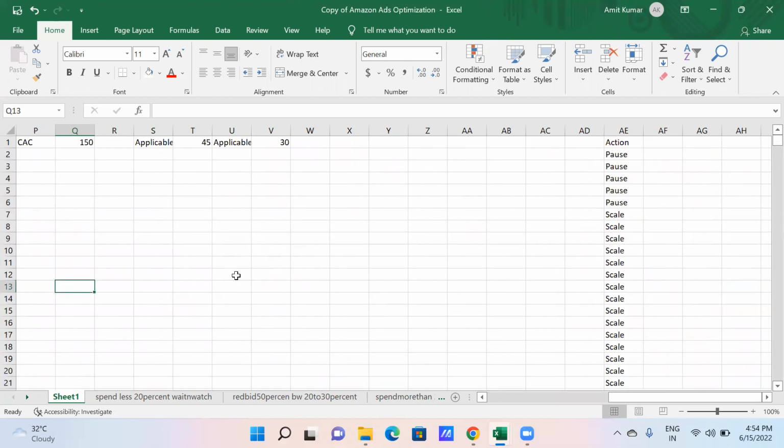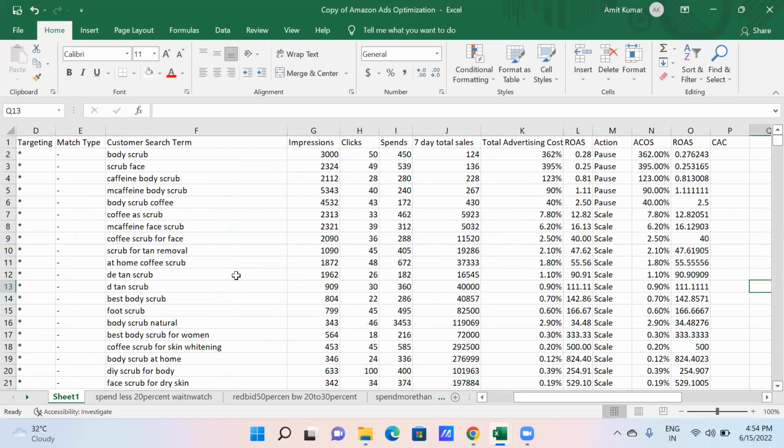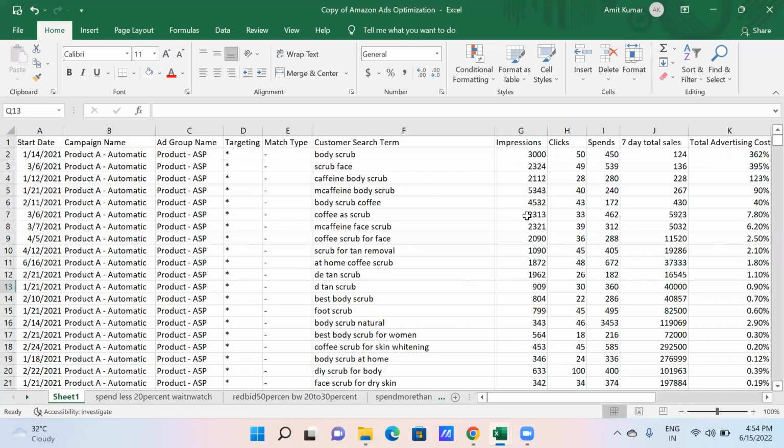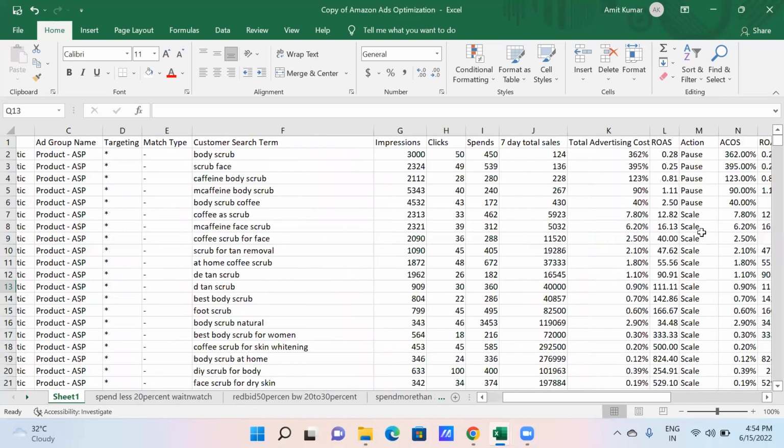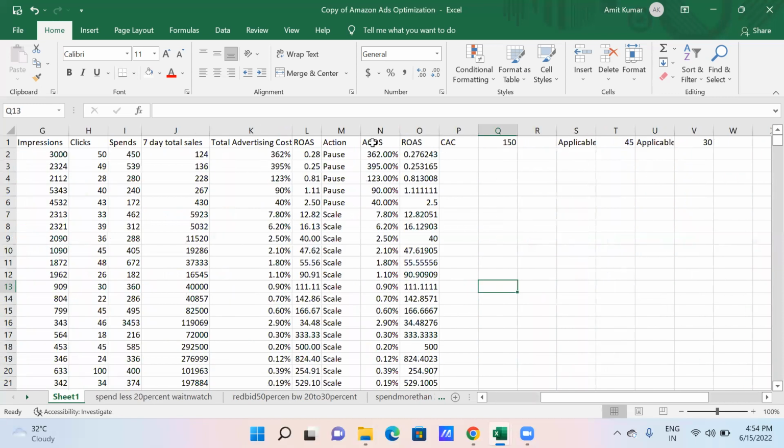Okay, but to explain, I did it separately. First thing I did, I filtered with respect to ACOS more than 100%. Those campaigns with more than 100% ACOS have to be stopped. After that, by observation, if you see these two campaigns, we can pause these two as well.